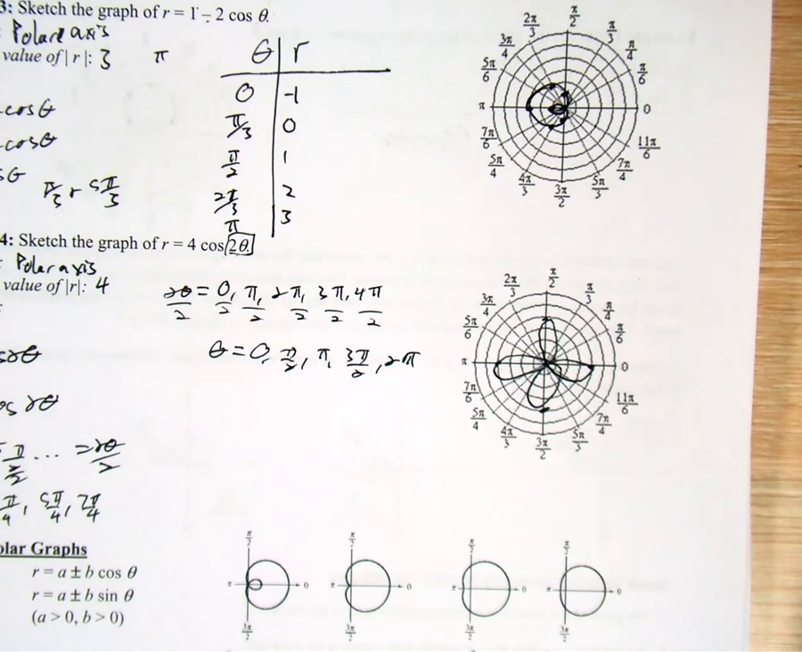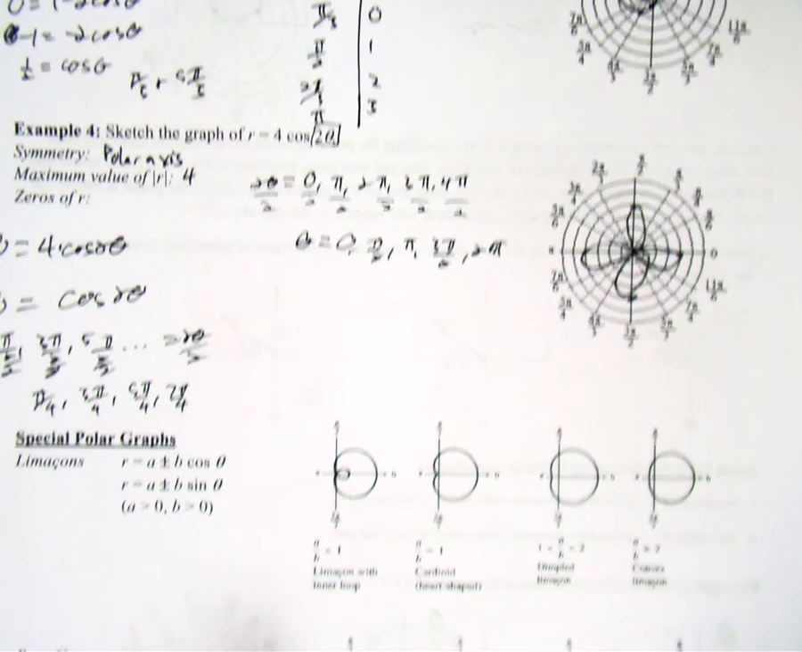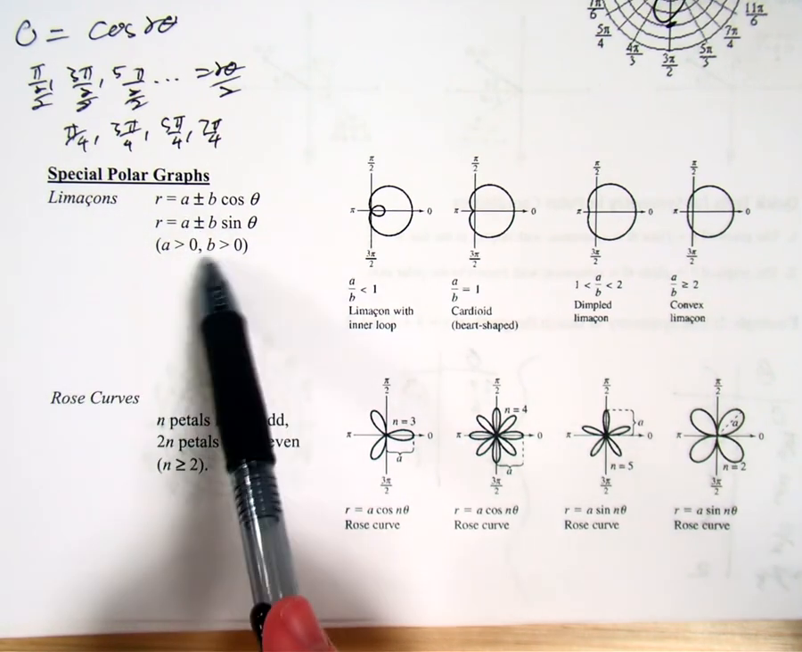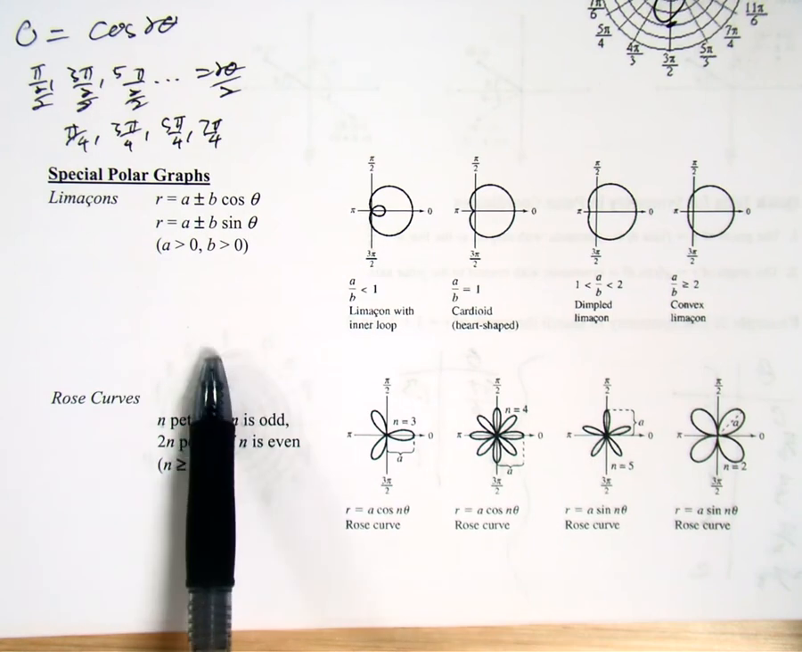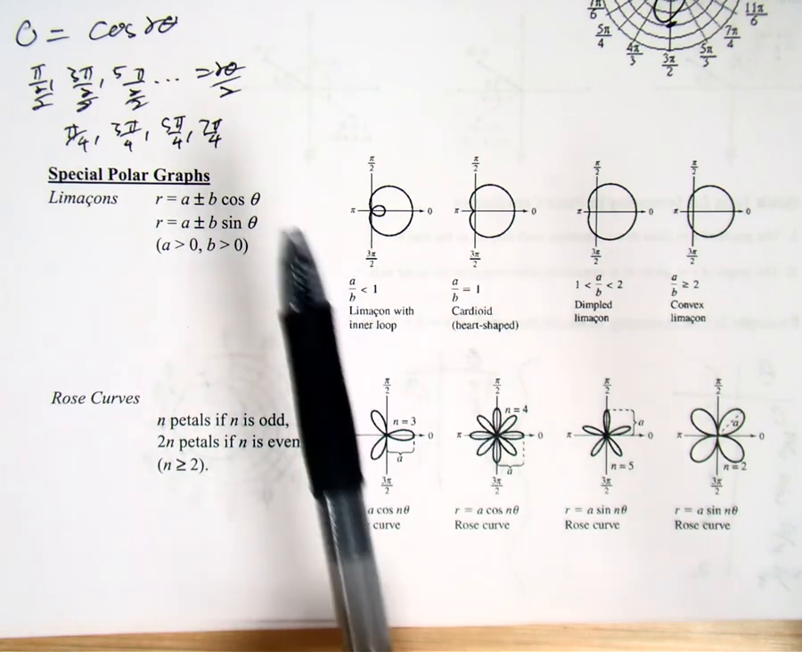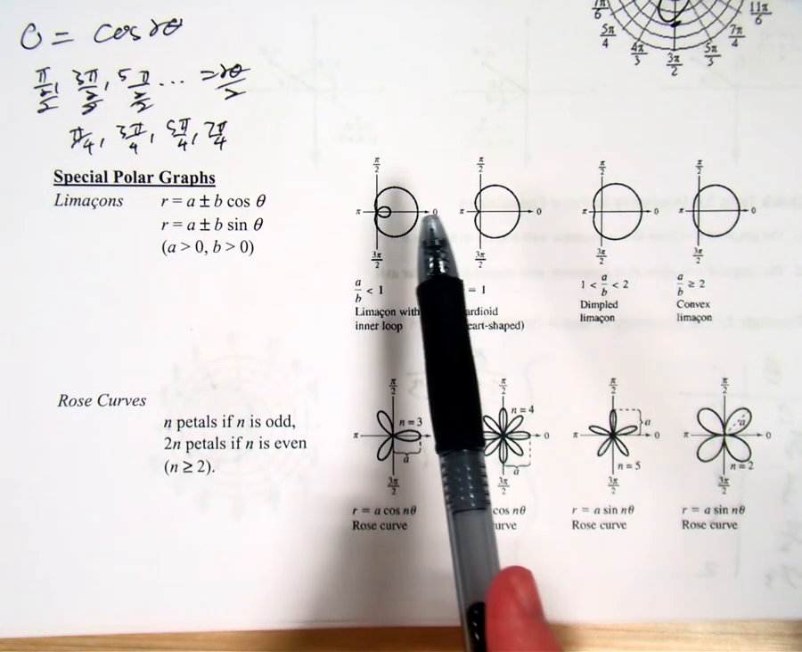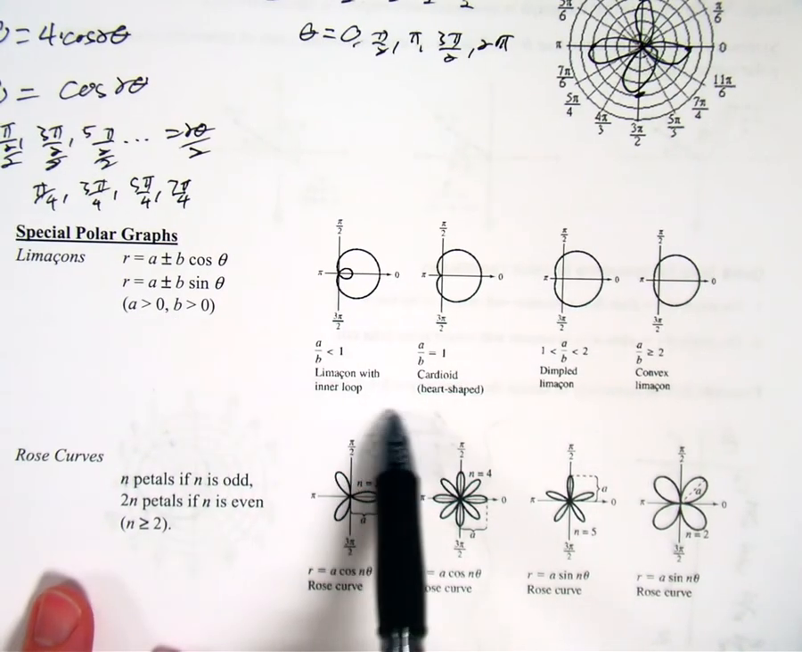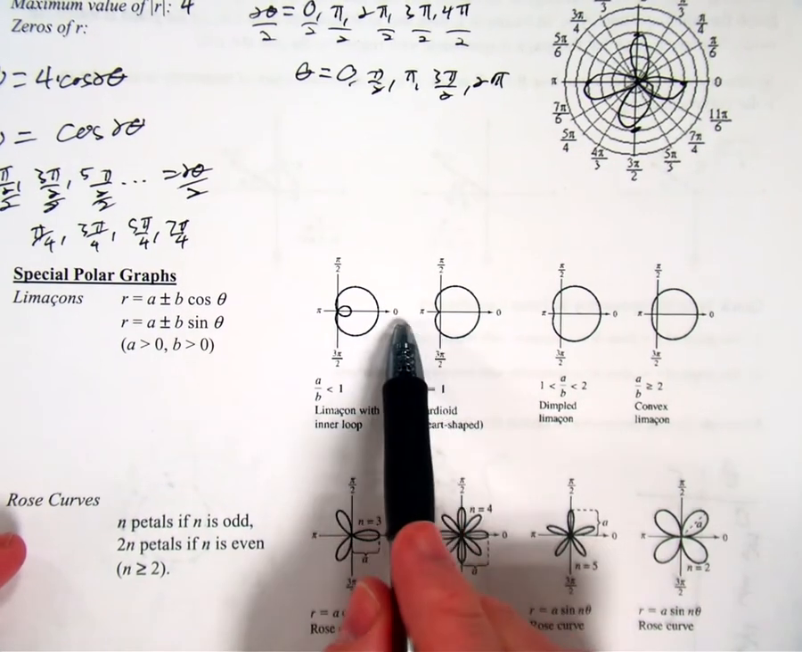Okay, we could add more points if we wanted to make that a little more accurate. Here are our types of graphs again. If it's anything of the form a plus or minus something times cosine or sine, it's going to be a limacon. If your a value divided by the b value is smaller than 1, we're going to have an inner loop like we did the first time, at the top of this page, I guess. If a divided by b equals 1, we're going to get a little cardioid. It's going to come to a sharp point.